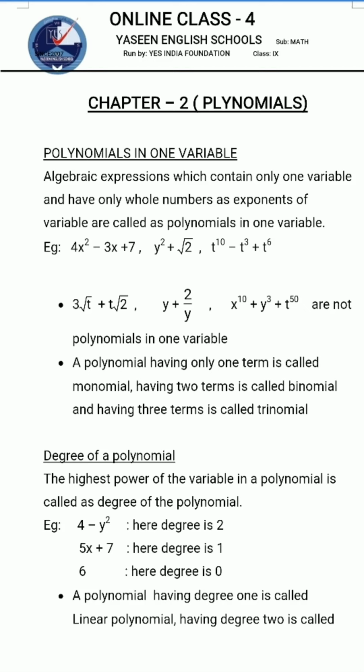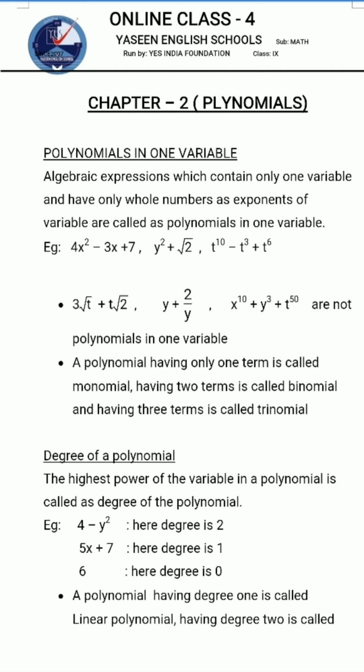Now we are going to start our second chapter, polynomials. So what is a polynomial? A polynomial is just an algebraic expression, simply an expression that contains variables and constants. Such expressions are called polynomials. It should contain variables and constants.